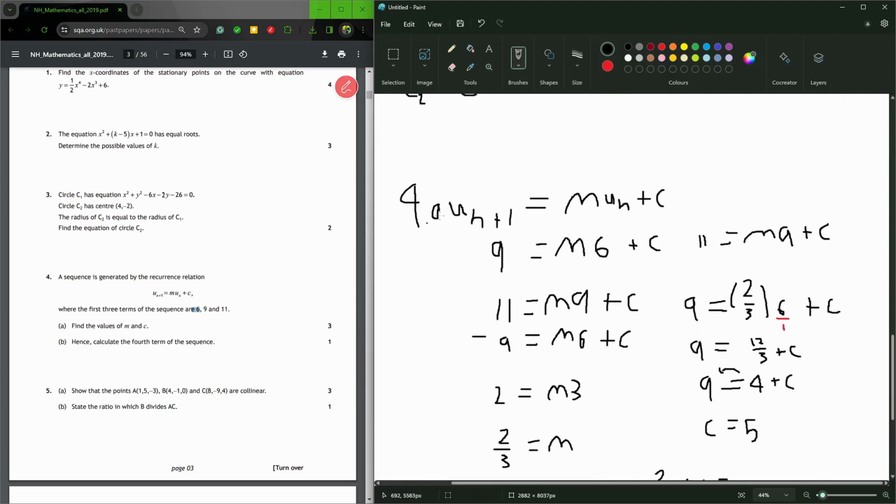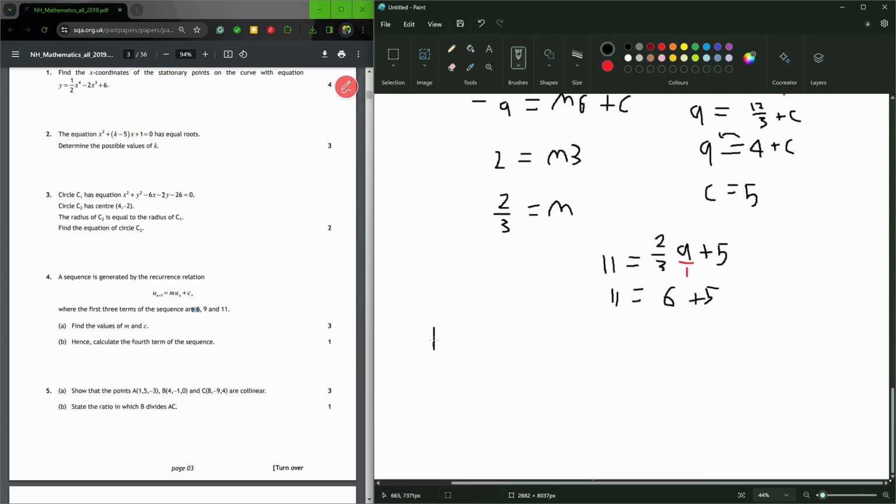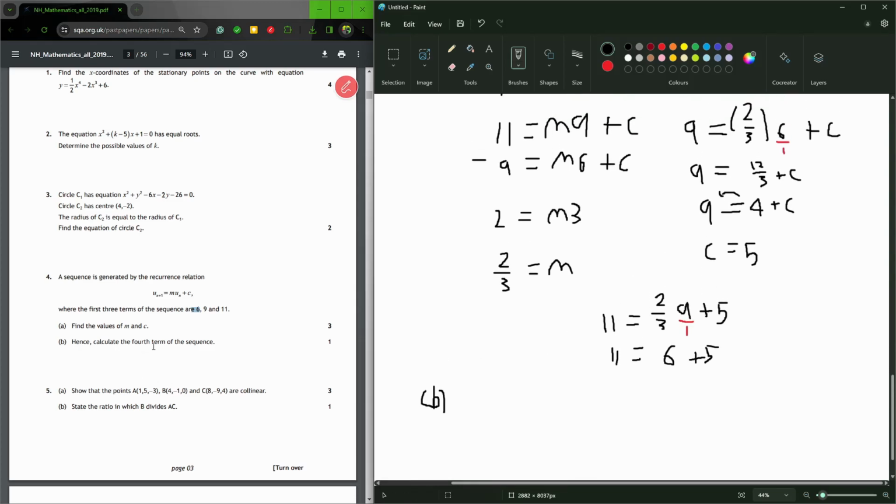I have realised there is an A in the B part, poorly drawn out, and I'm going to have to extend the paint canvas again. Right, on to B. It's only a 1 marker, so we'll get this done and dusted. We need to calculate the fourth term of the sequence.